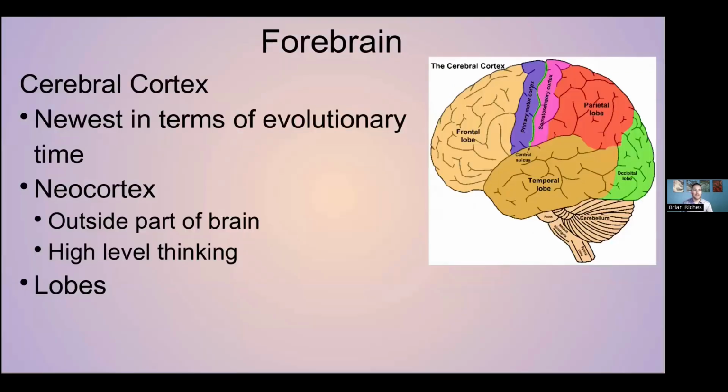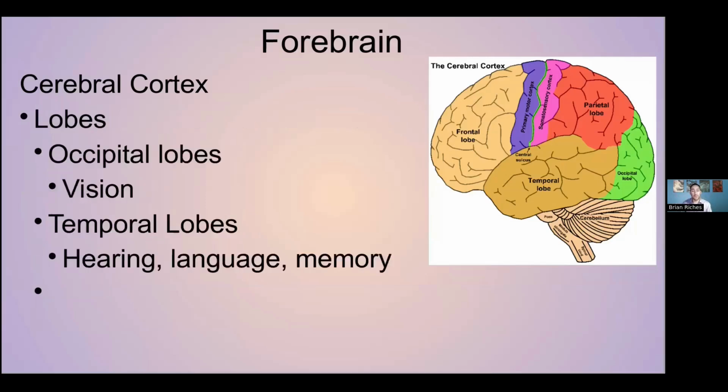The cerebral cortex is basically the outside wrinkly part of the brain. It is the newest in terms of evolutionary time. There are some other mammals that also have cerebral cortexes, versus if you look at a snake's brain, it's mostly all hindbrain. So this is the outside wrinkly portion. We've got a bunch of different lobes that have their own certain function. The occipital lobes are for vision, here at the back. The temporal lobes handle hearing and memory. So if you remember someone saying something, that memory is partially stored there.